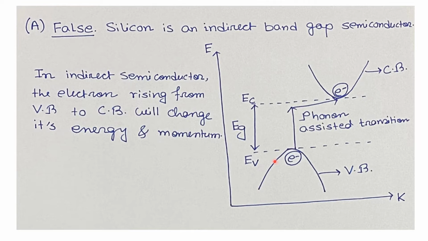But this is not the only requirement, because in order to have the transition, the electron has to change its momentum to reach the conduction band edge. That is the momentum difference between the conduction band edge point and the valence band edge point. Now this extra momentum to the electron is provided by the phonon, which is basically the quanta of the lattice vibration of the semiconductor. So in the indirect semiconductor, the electron rising from valence band to conduction band will change its energy as well as its momentum.